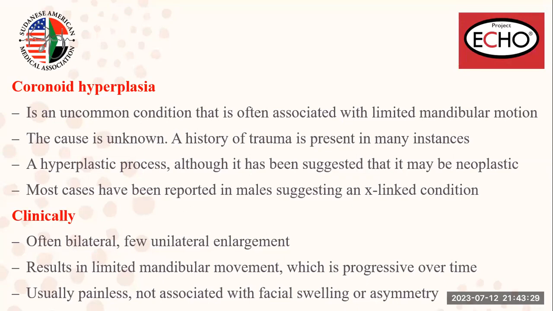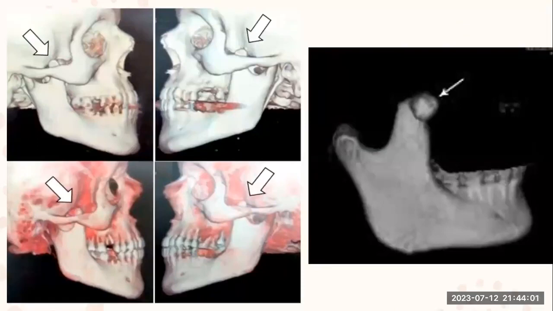Oftentimes this condition is seen bilaterally on both sides. Very few unilateral enlargements have been seen. It results in limited mandibular movement, which is progressive over time. So it starts and it gets bad with time. It's usually painless, not associated with facial swelling or asymmetry. So the only problem that the patient will tell you is that they cannot move their mandible. And you can see now why that is.